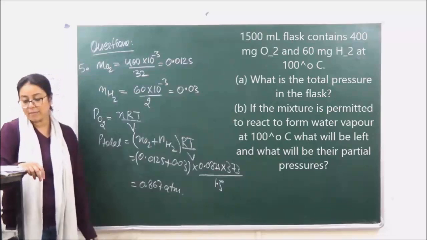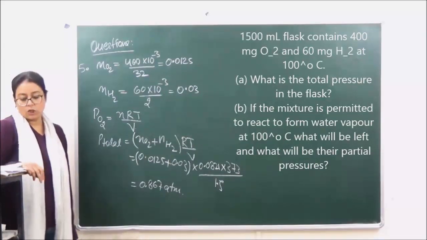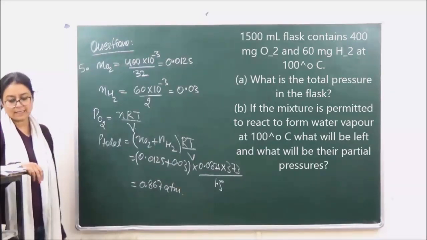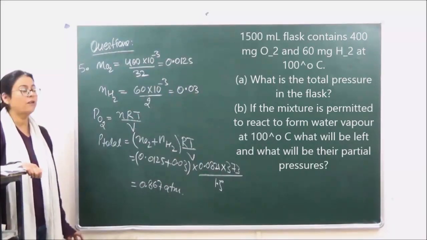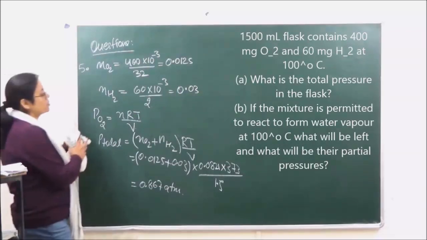Let's go on to the second part. Second part is if the mixture is permitted to react to form water vapor at 100 degrees Celsius, what will be left and what will be the partial pressure? इसको हम लोग equation form में करते हैं ऐसे questions को.